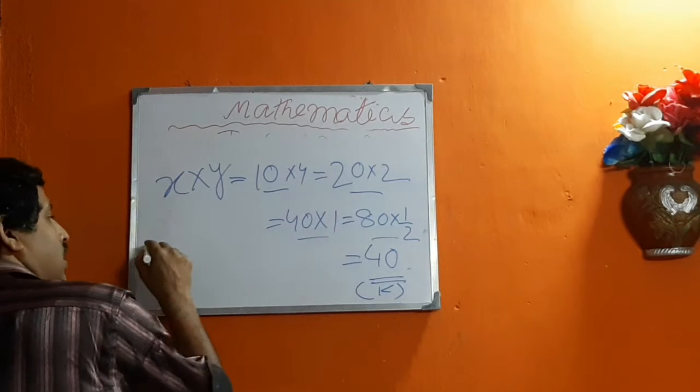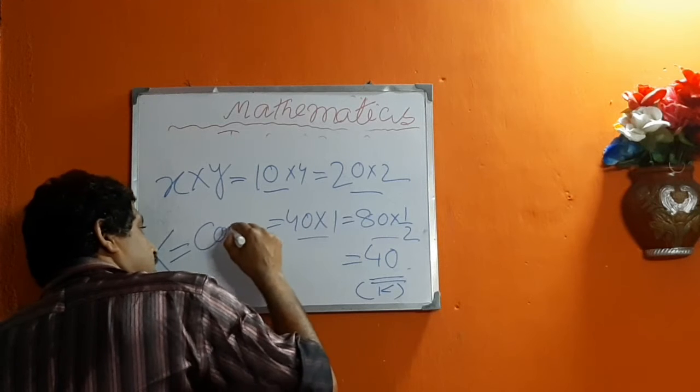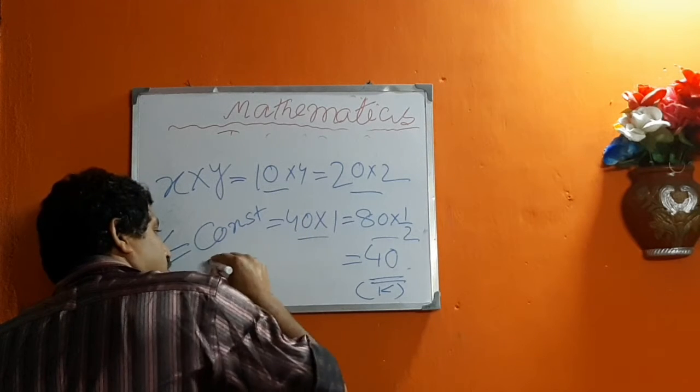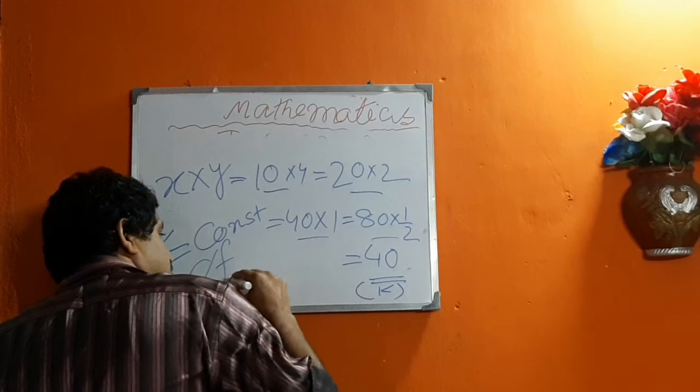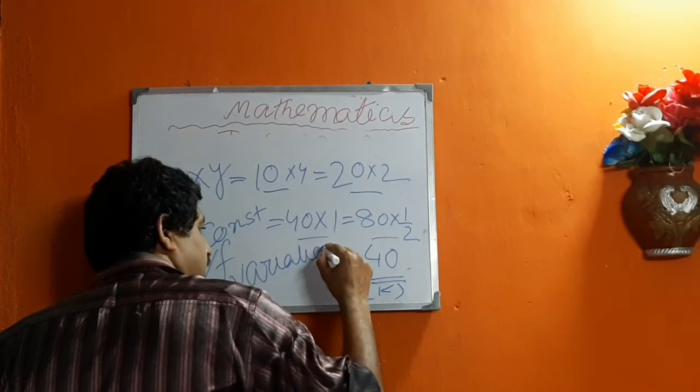K is called, as I have already told you, the constant of variation.